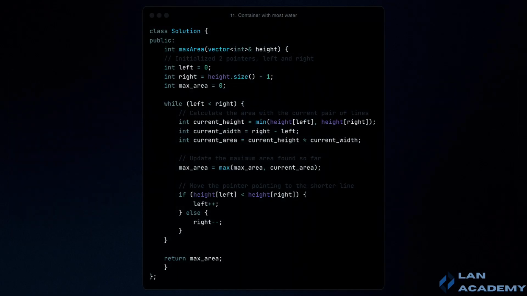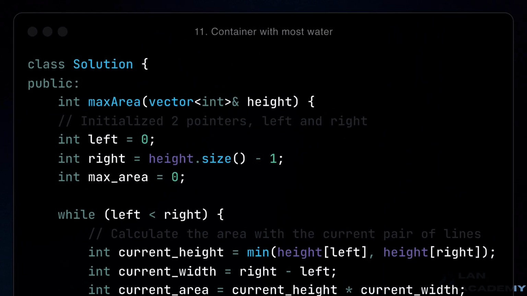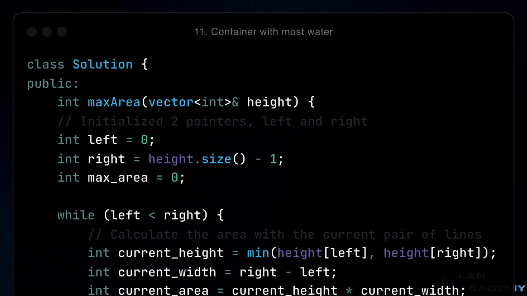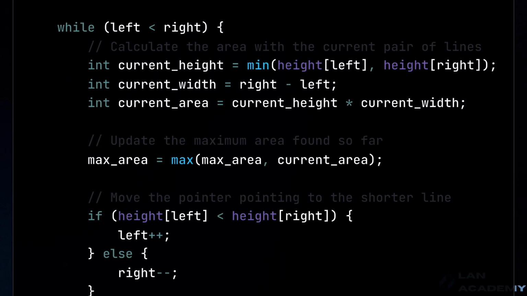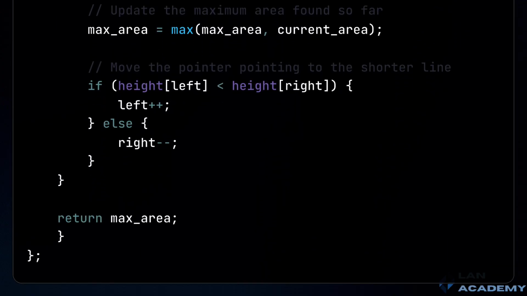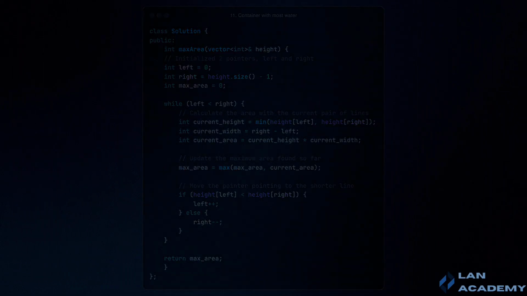The algorithm used for solving this problem would be to first initialize two pointers, left and right, then calculate the area of the container. Afterwards, I update the max area value, move the pointers, and repeat this algorithm until the pointers meet. My ultimate answer is max area, which holds the value of the maximum area calculated. So, let's take the steps one at a time.